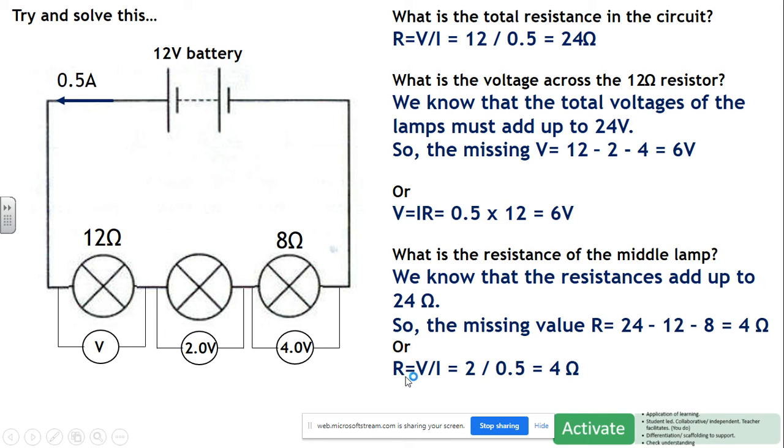I could have said that the resistance is the voltage, which was 2, divided by the current, and the current going through all of these bulbs is actually 0.5 amps. And that gives me 4 ohms.